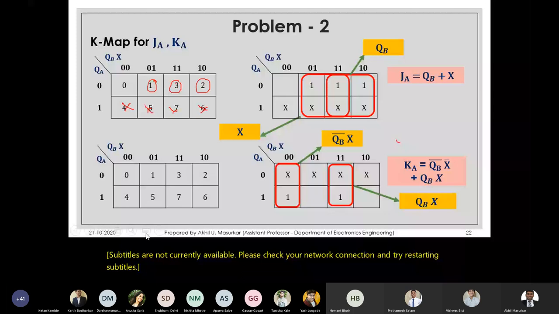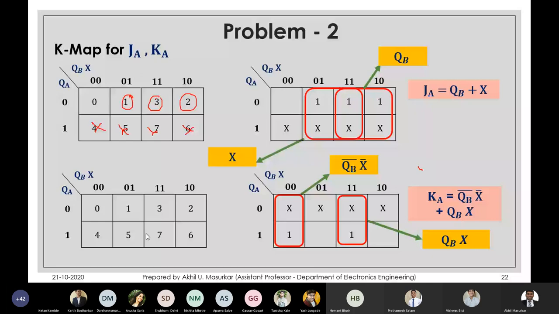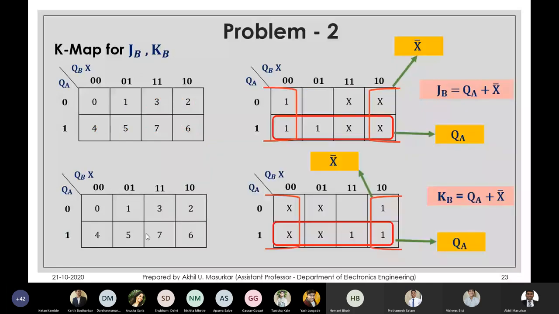Okay, so I'm going for JB and KB quickly. So this is JB and this is going to be KB. So you can see JB and KB are equation wise same. That is, JB is equal to KB. So we can short them. You can see JB and KB are equation wise the same. So you can short them in the implementation.